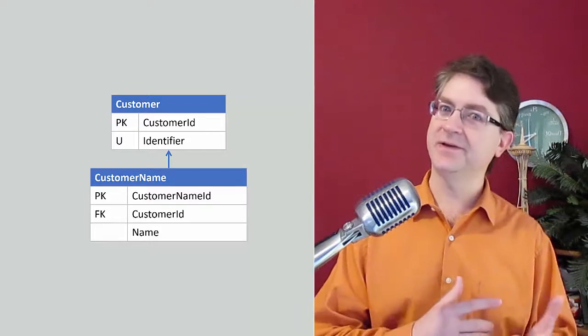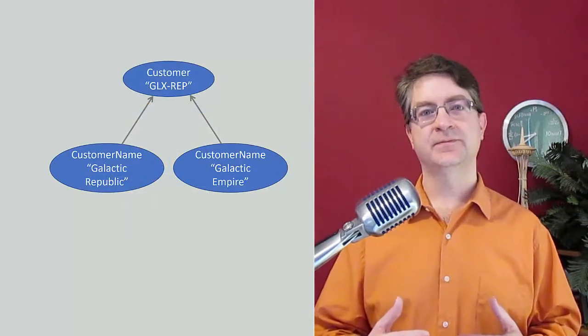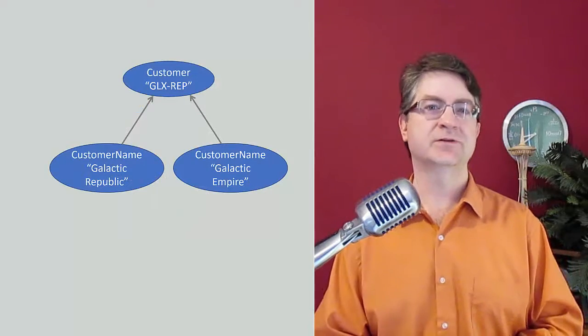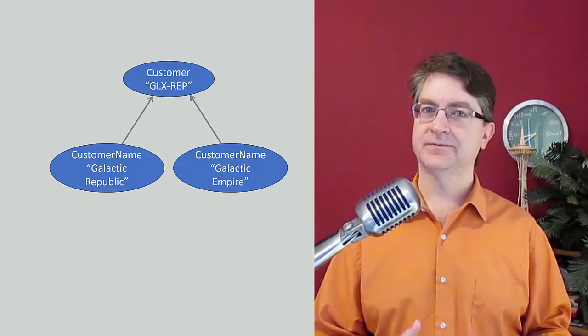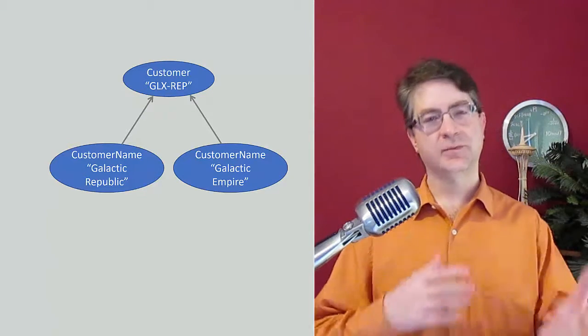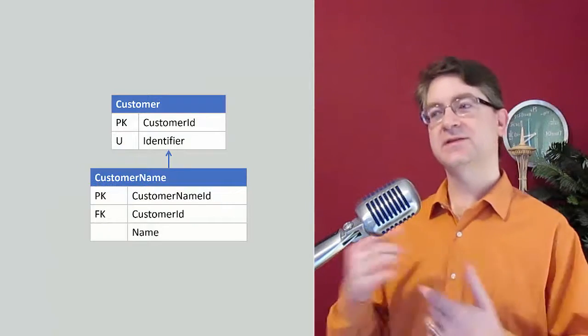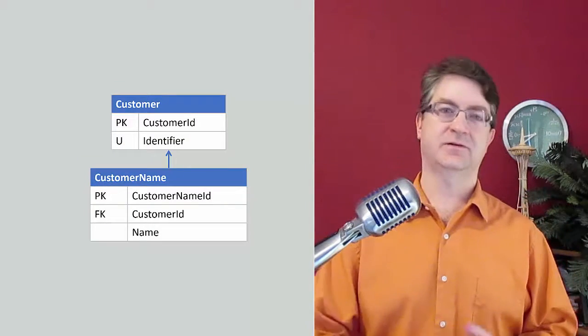Well, what problem do you see here? If we change a customer's name, now we've got two customer name records. How do we know which one is correct? How do we keep track of the current customer name? There are a couple of different ways you might try to do this. We'll go through some of those and then settle on the one that historical modeling leads us to.